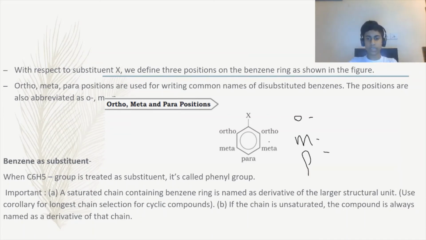So whenever xylene has it in the ortho, we put orthoxylene, metaxylene, and paraxylene. So we saw it's called a phenyl group and it's C6H5. A saturated chain containing a benzene ring is named as a derivative of the larger structural unit. This is a corollary for longest chain selection of cyclic compounds. If the chain is unsaturated, the compound is always named as a derivative of that chain.